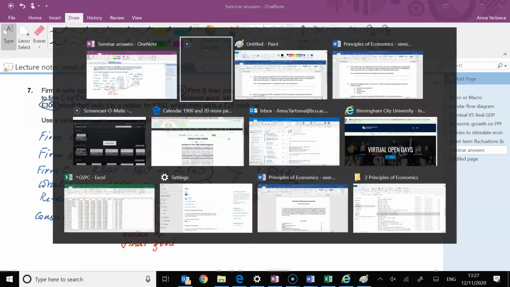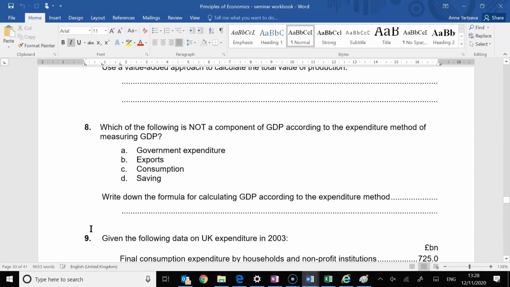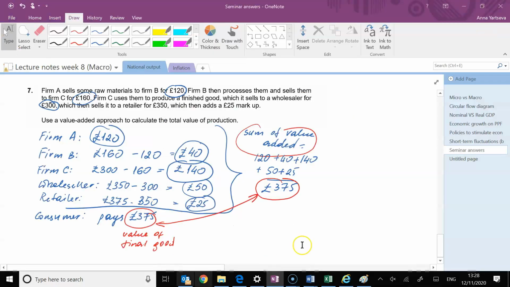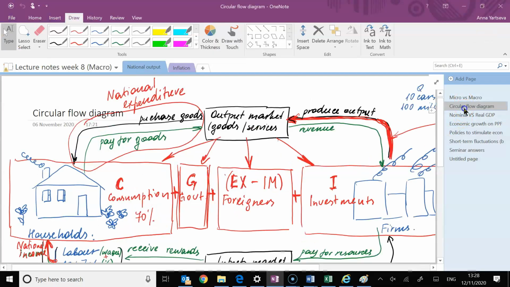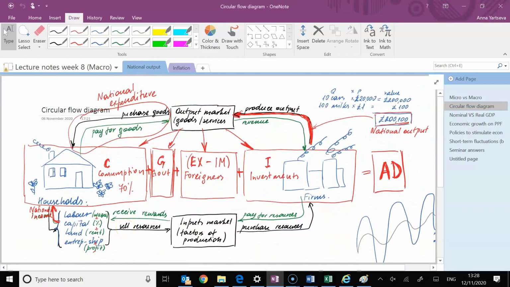And the next question asks you to calculate GDP in yet another way. In a lecture which we've had last week, I've explained the circular flow diagram, this diagram. And if you haven't seen this video lecture, please have a look, because it explains how exactly the circular flow diagram was constructed. It might look quite complex, but in fact it's not if you follow me step by step.